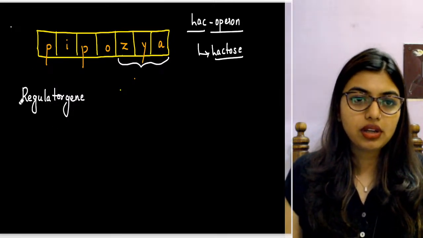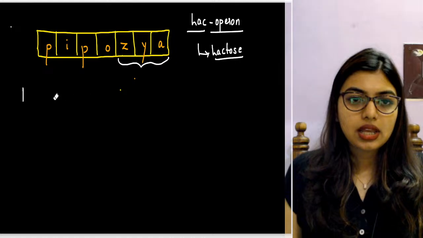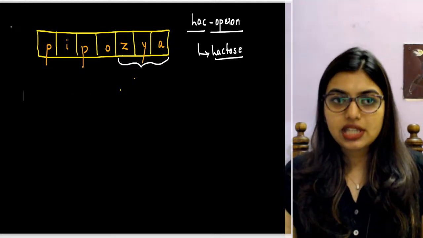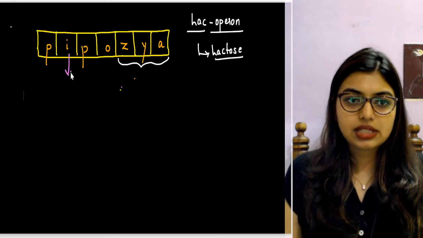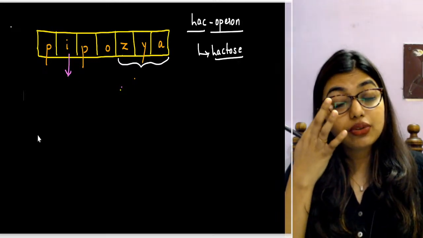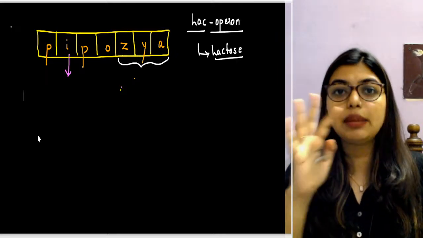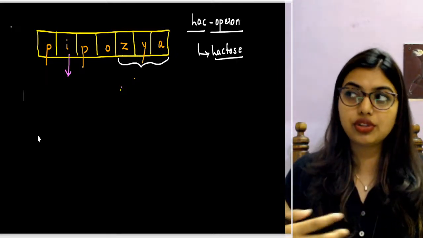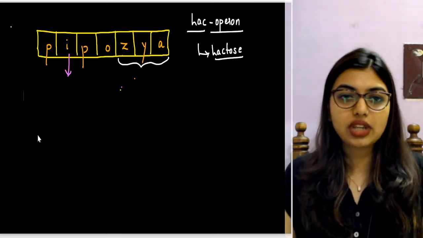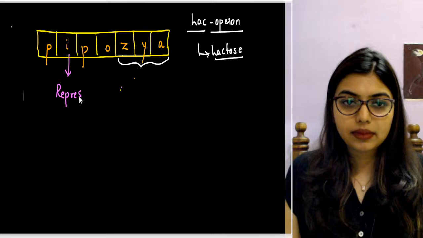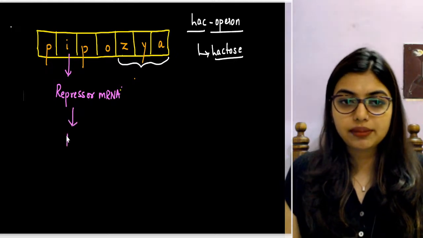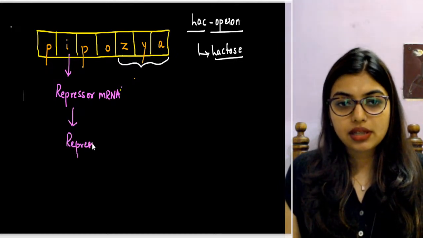Now look here, what we are going to learn is very simple. First I'll teach you the process, then I'll teach you the explanation for it. See, this I gene is actually going to inhibit. It's not going to induce, it's going to inhibit. This I gene is going to form repressor mRNA. What is it going to form? Repressor mRNA. mRNA is going to form what? Protein. Repressor protein.